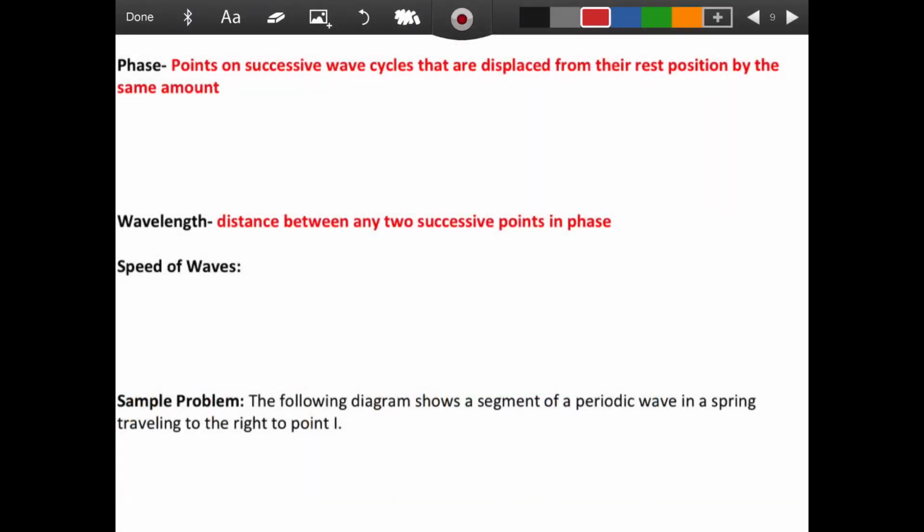Phase means points on successive wave cycles that are displaced from their rest position by the same amount. In other words, one wavelength apart. And I'm going to draw a picture in a second to help us visualize that. It's good to introduce in phase before wavelength, because wavelength is the distance between any two successive points in phase.